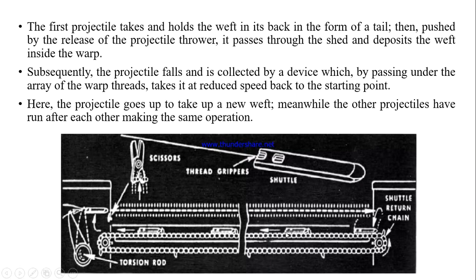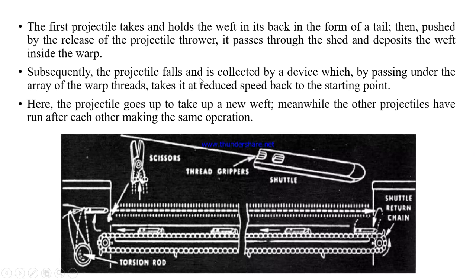So you can see there are few projectiles laid here, 1, 2, 3, 4. They are actually traveling towards the picking position again. So that's why more than one projectile is required for successful operation of the projectile looms. Okay, there is a conveyor chain. The conveyor chain is actually bringing all the used projectiles to the picking position again for the next picking.